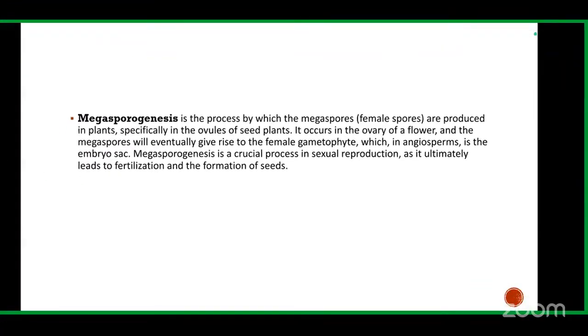Okay, so now we will revise the topic megasporogenesis. We are done with microsporogenesis. Now we'll discuss megasporogenesis. So what is megasporogenesis? It is the process in which the megaspores, that is the female spores, are produced in plants, especially in ovules of seed plants. Micro means microsporogenesis, where we get microspores, that is the male spores.